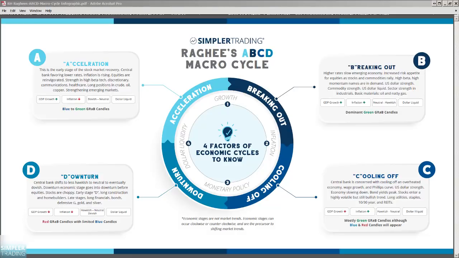Macroeconomics is the rate of change of certain key measuring tools of any economy. It's not just the US. I would measure any economy with these four things. And you can see it right here on this image. Growth, inflation, monetary policy, and dollar liquidity, but then also currency liquidity for that country.